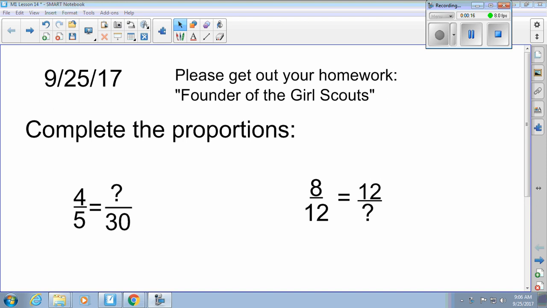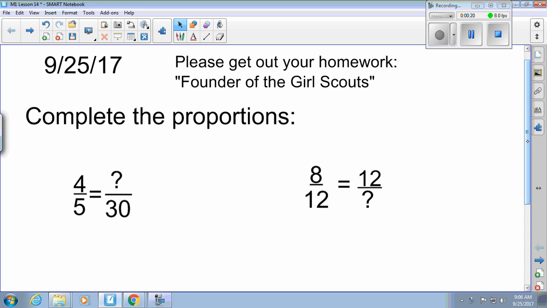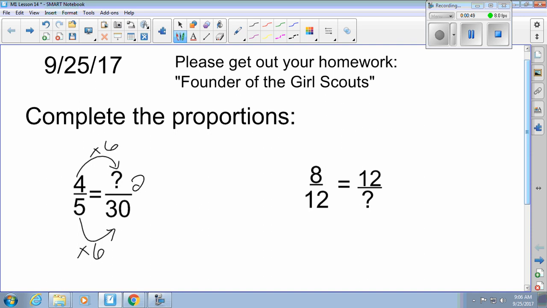Let's go over the bell ringer. First of all, it says complete the proportion. So we have 4 to 5 equals what to 30? Who can help me out with that one? Liz. 4 to 5 equals 24 to 30. Okay, how did you get that, Liz? I got it because 5 times 6 is 30, so you have to do the same to the numerator. So you had to multiply it by 6, and that equals 24. Beautifully said. Nice job. So I'm just going to draw that work out. So times 6, times 6, and that is 24.